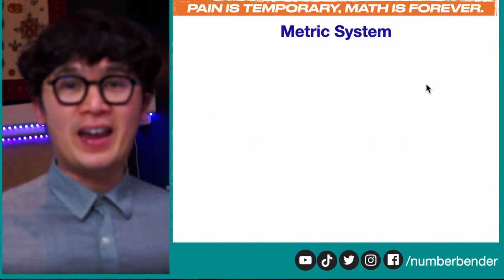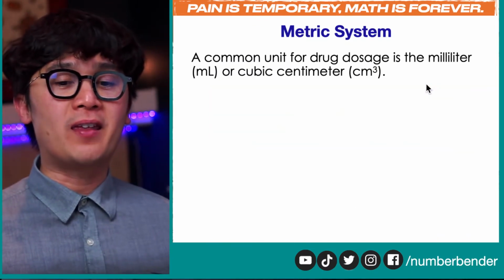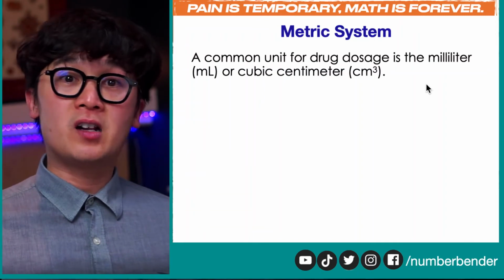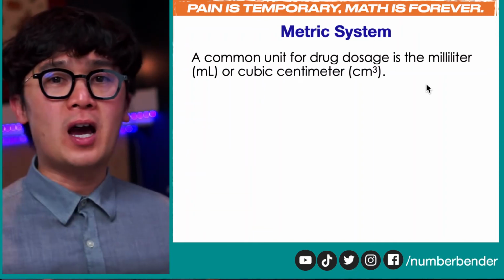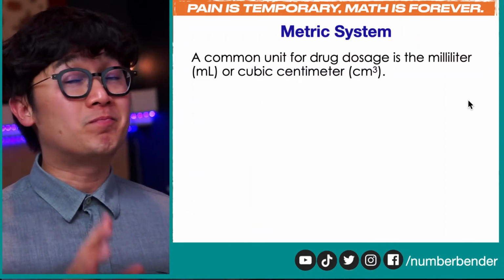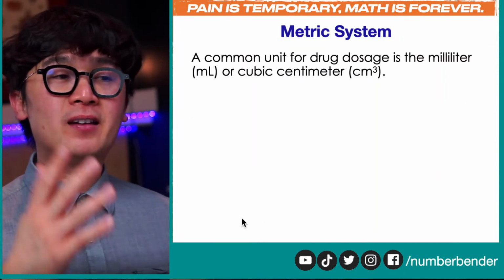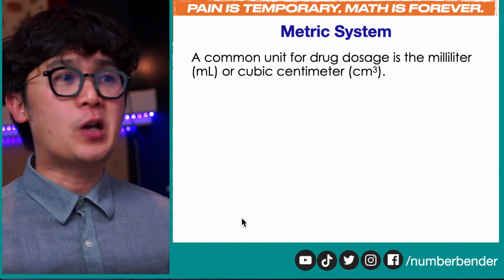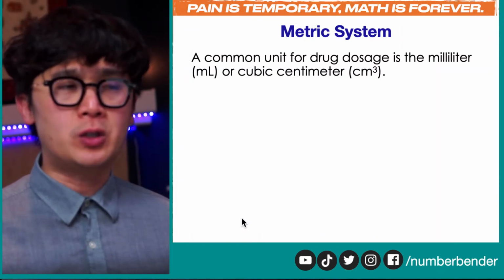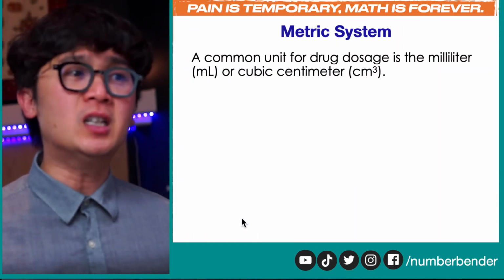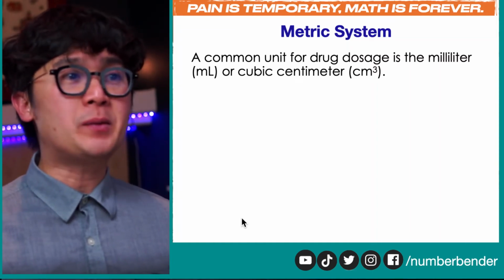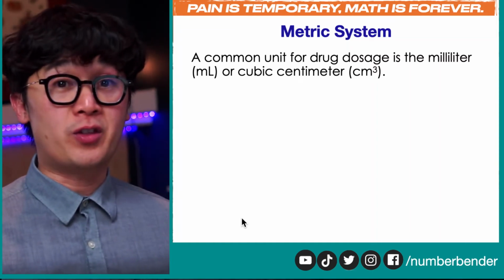So let's go ahead and start familiarizing ourselves with how we can visualize ounces, liters, milliliters, deciliters in our everyday lives. So a common unit for drug dosage is the milliliter or ml, or cubic centimeter or cm raised to the third power.